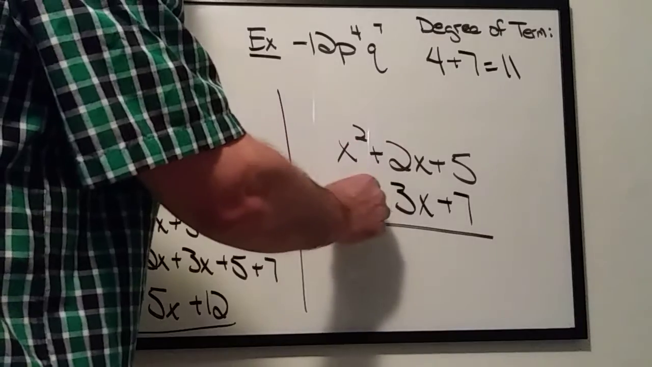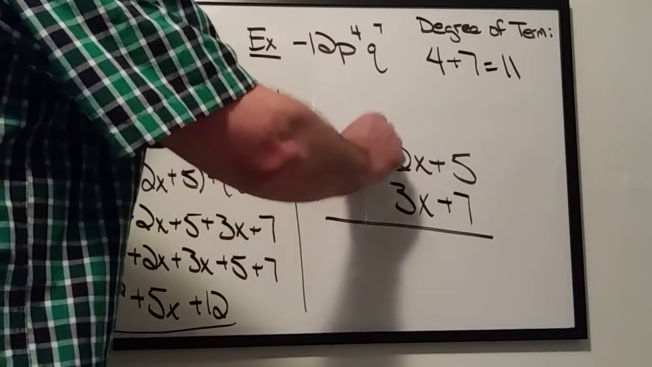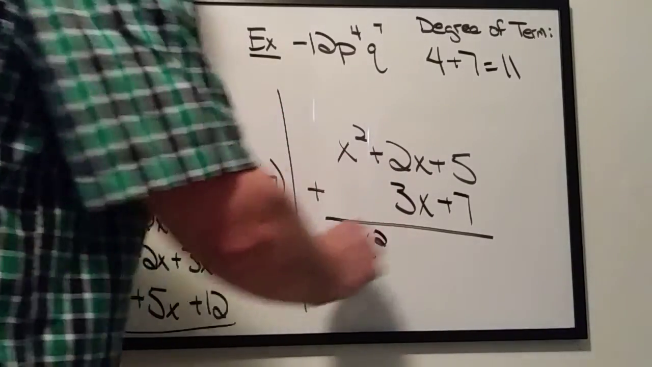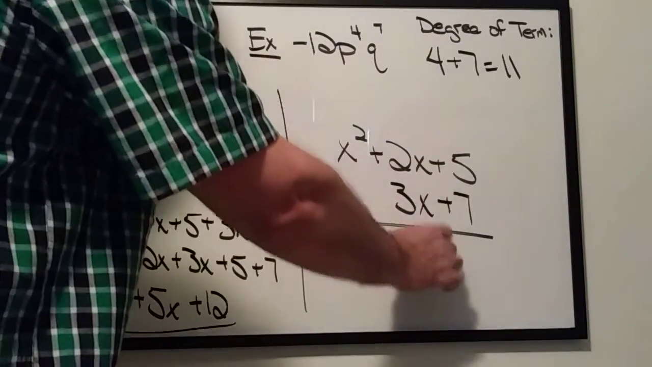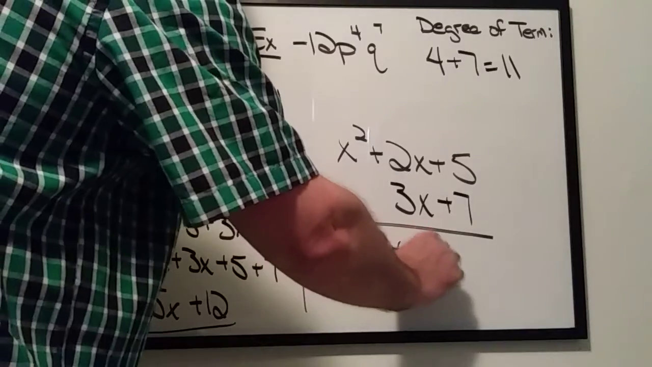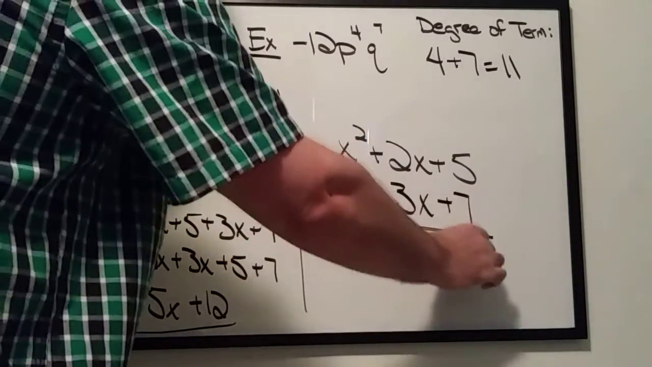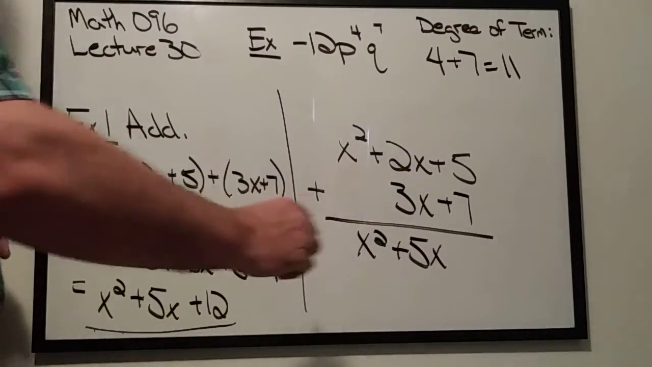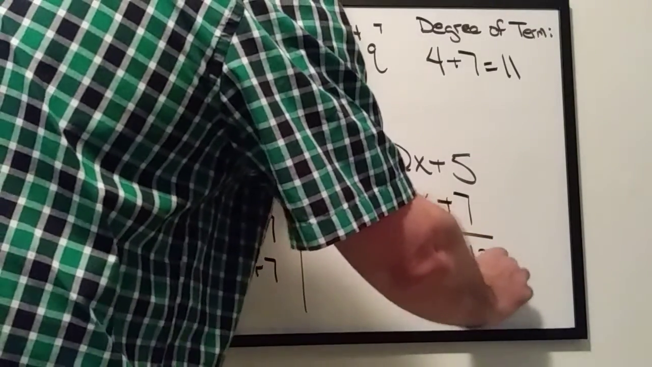So we have x squared here, and no friend down here. X squared is just going to come down there as x squared then. And then in my x to the first column, I have 2x and 3x. Those are going to add together as a positive 5x. And then finally in my constant column, I have a 5 and a 7. Those are going to add together as a 12.